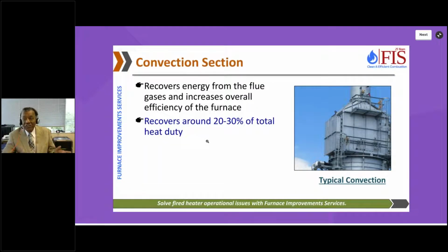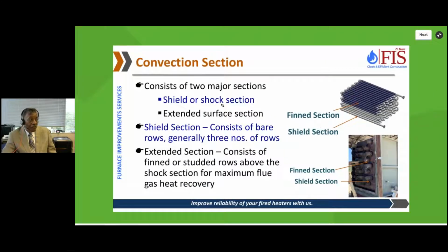So the function of convection section is recovering heat from flue gases and improving the efficiency of the fired heater. And we are able to recover almost 20 to 30% of the total heat duty in the convection section. That's how important the convection section is. This picture shows the convection section on top of a radiant section. So basically that's how the convection section looks.